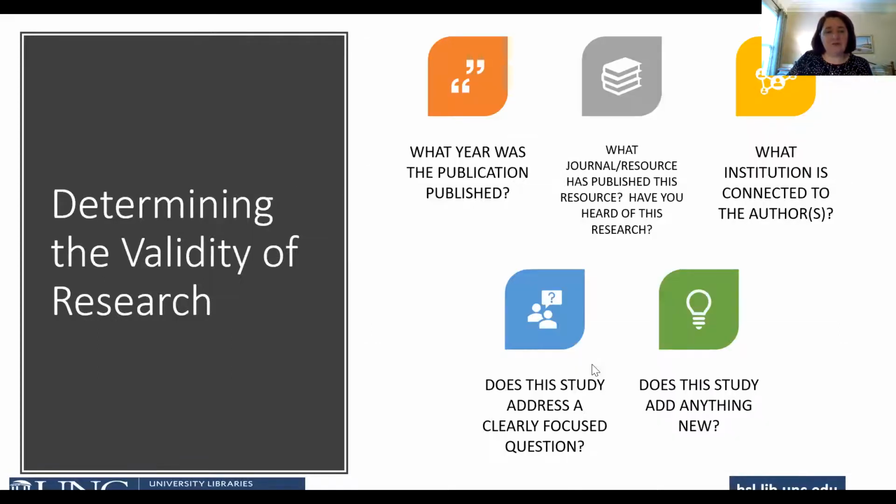So for each of those, the validity of the research. What year was the publication published? Not as much of a deal for this one because they're all going to be 2019 and 2020. Have you heard of the publication, journal, resource that has published this information, and what institution is connected to the author? In PubMed, underneath the author's name, you can expand it to look at the institutions where the authors are affiliated.